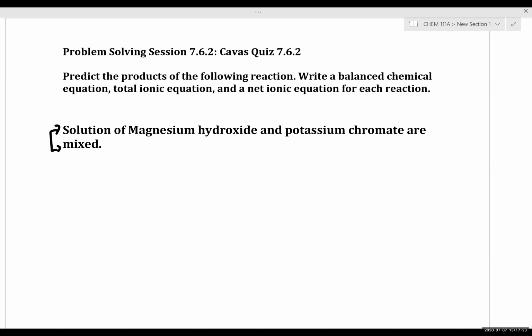So don't be shy to message me in the chat or unmute and ask any questions verbally. And I'd like to see in the chat in your responses either your proposed balanced chemical equation or just to get everything started, the proposed formula of your precipitate. So let's spend about 3 to 4 minutes on the first part of this example and we'll discuss shortly.